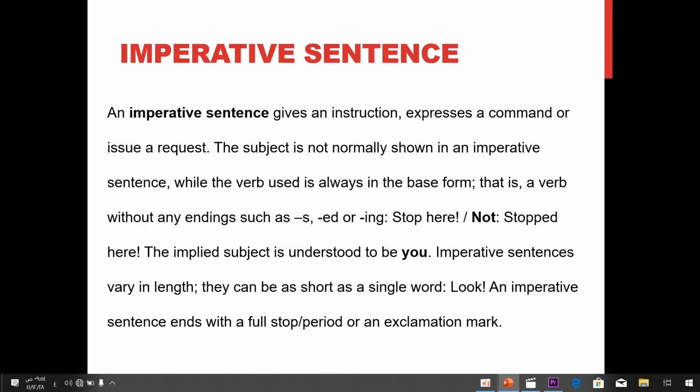Remember this. Imperative sentence. An imperative sentence gives an instruction, expresses a command or a request. The subject is not normally shown in the imperative sentence, while the verb used is always in the base form. That is a verb without any ending, such as -ed or -ing. So we have to use the base form. Go now, come tomorrow, see you tomorrow, and so on. So that is very easy. I would say look at the sky, don't come late, don't smoke here, etc.